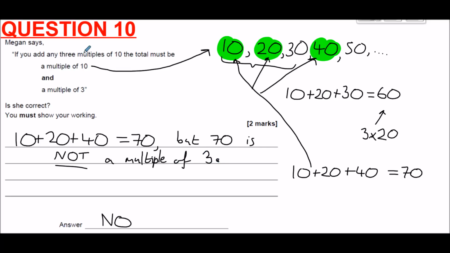Essentially, if you add together any 3 multiples of 10, the first bit will always be true. You'll definitely get a multiple of 10, but the second bit is only true sometimes. It'll always be a multiple of 10, but not always a multiple of 3 as well. And so she's not always fully correct. So overall the answer is no. So you need to give an example like this one or similar and conclude with saying no, she's not right.